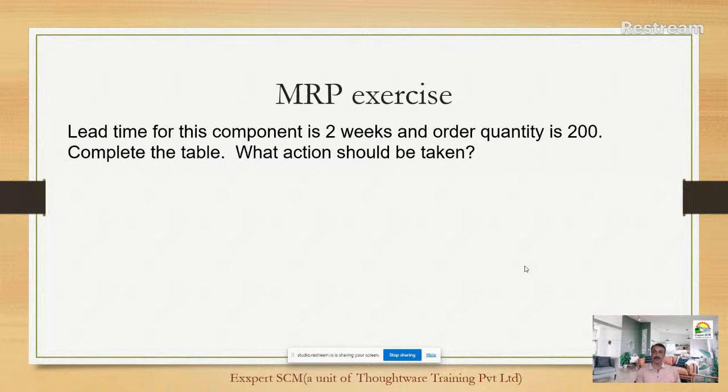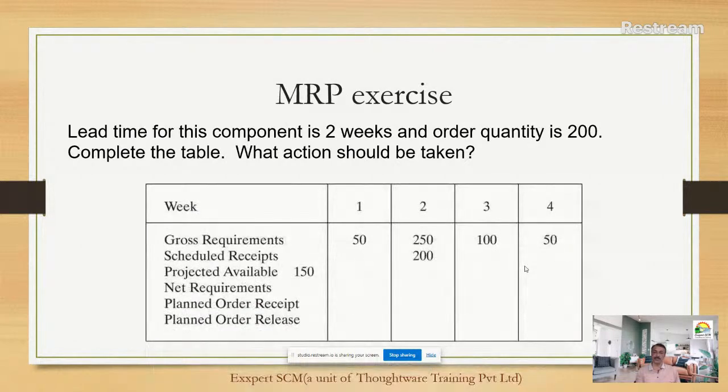Okay. Now assume the lead time for a particular product is 2 weeks and order quantity is 200. So you have a MOQ of 200. Now, what action should be taken is when the item should be ordered and how much. This is the simple table like the previous one.